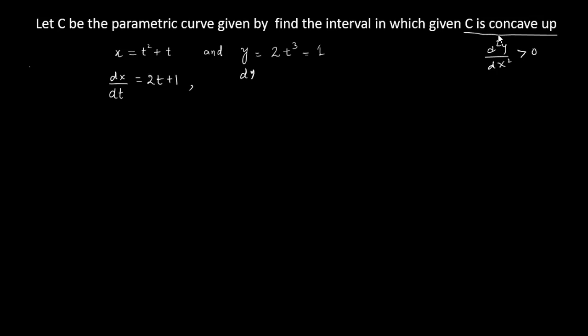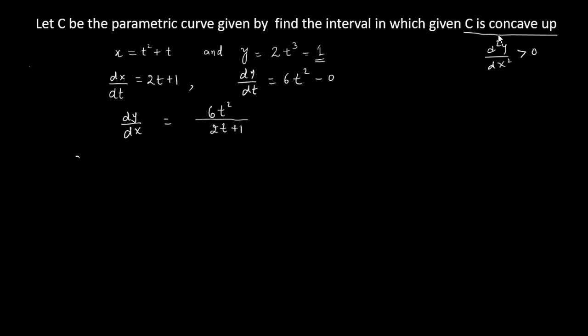So differentiate y with respect to t, using the power rule. The derivative of t cubed is 3t squared, so 3t squared into 2 is basically 6t squared. The derivative of a constant is 0, so we can write minus 0. Now dy over dx is equal to dy over dt, which is simply 6t squared, divided by dx over dt, which is nothing but 2t plus 1.